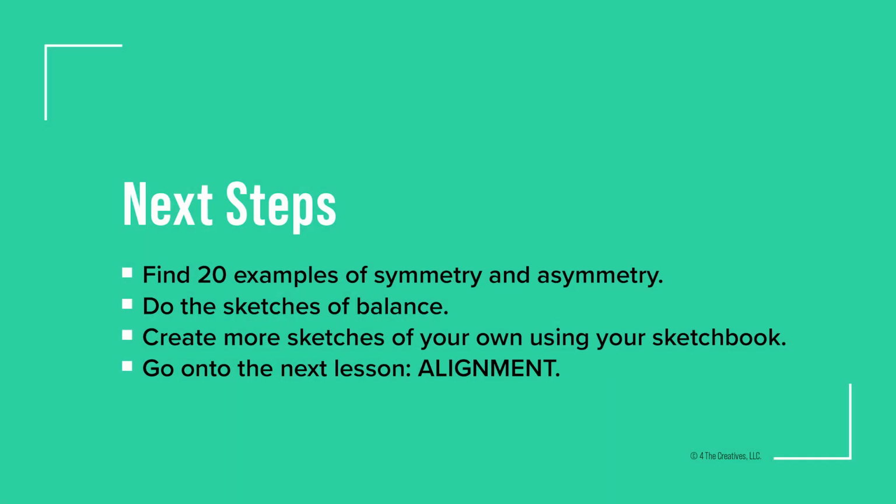Your next steps are to find 10 examples of symmetry and 10 examples of asymmetry. If you have magazines that you can use or printed designs, that would be best so that you can draw a line where the symmetry or asymmetry takes place. Then you'll be doing sketches of balance.